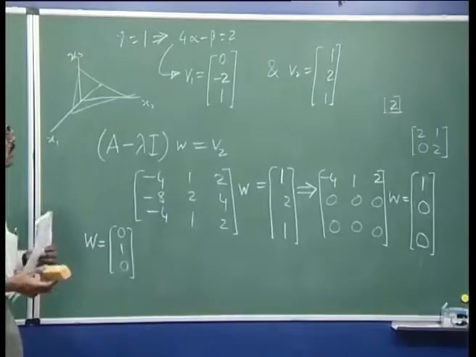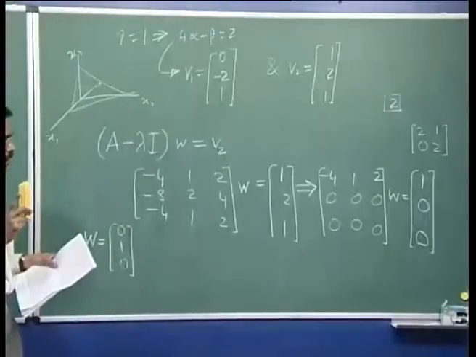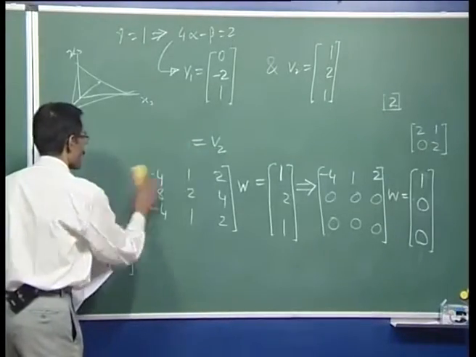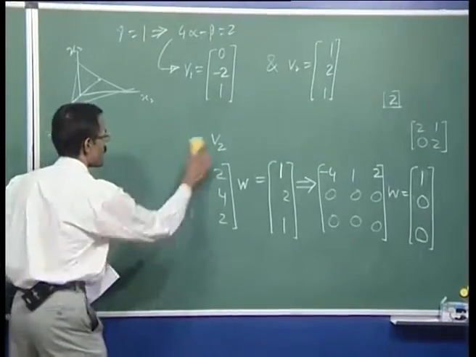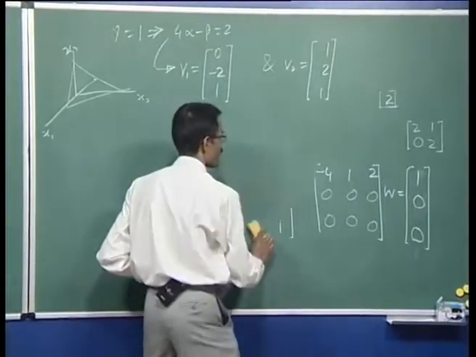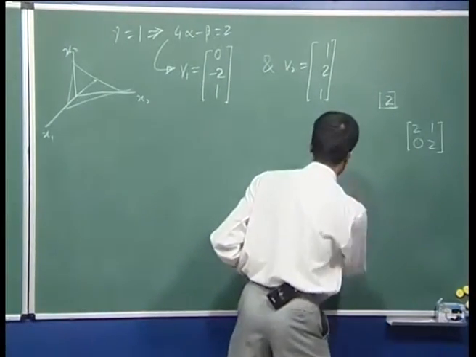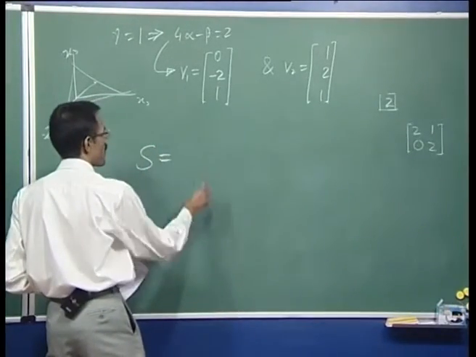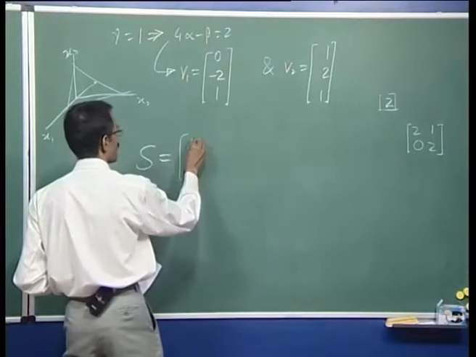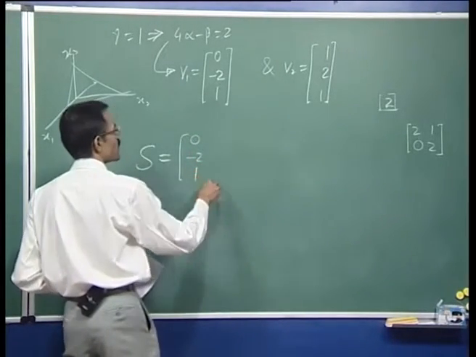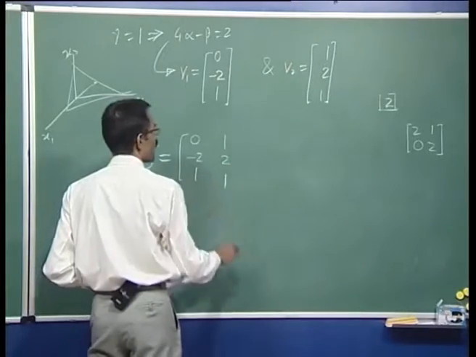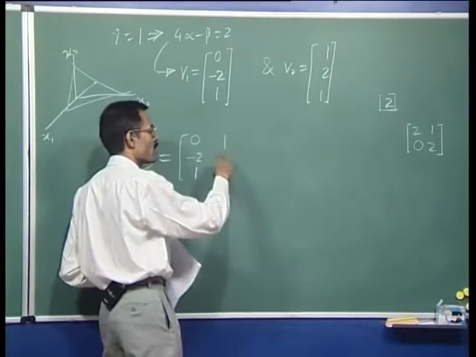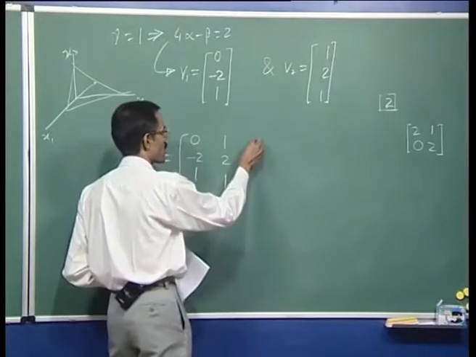Okay. Now, we address 2 points. One is that the similarity transformation matrix S that we get out of this whole thing will then be the first eigenvector, the second eigenvector, and this generalized eigenvector which is associated with the second eigenvector, and that is why it is placed after the second eigenvector.